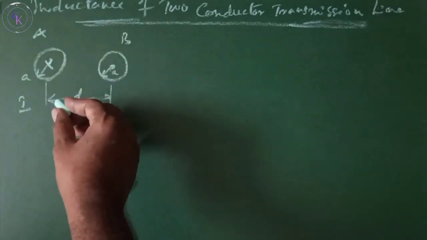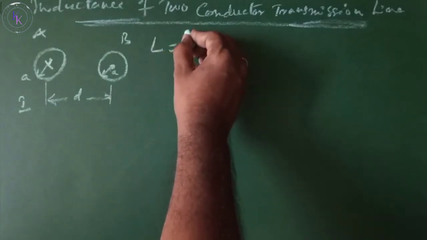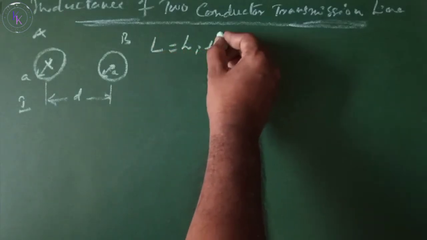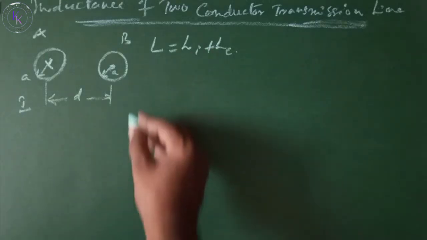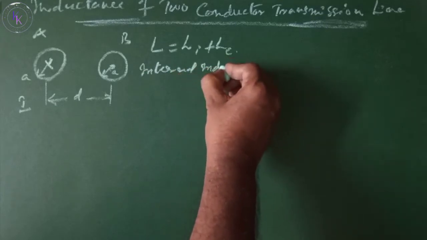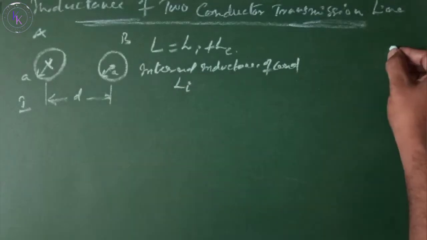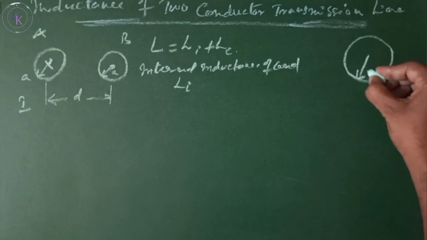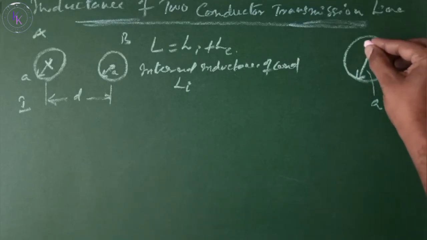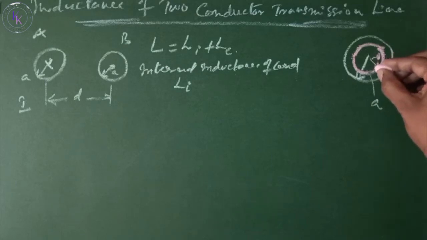This conductor possesses both internal and external inductances. So inductance L equals L internal plus L external. Let us try to find out the internal inductance of the conductor, that is Li. I am considering a conductor having the radius a, in which I am considering an annular ring having the radius r, and the width of this ring is, let this be dr.